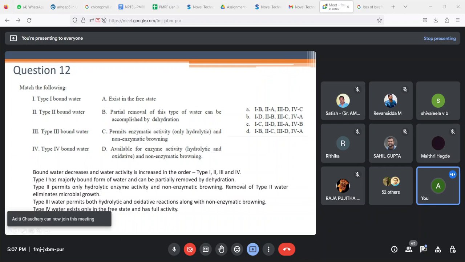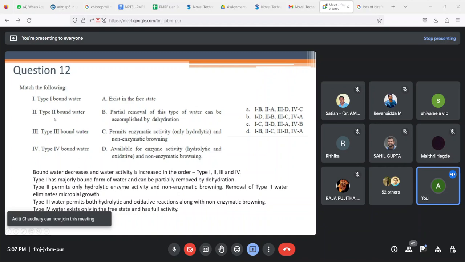So type 2, since the majority of the water is bound and only very little is available, only hydrolytic enzymatic activities and non-enzymatic browning activities can take place. And if you remove type 2 water also, all these enzymatic activities will also be removed, and it will be very good for the food to be stored in that particular condition. If none of the enzymatic activities or non-enzymatic browning activities are working, your food will remain stable for a much longer time. And your microorganisms will also not grow if you remove the type 2 bound water.